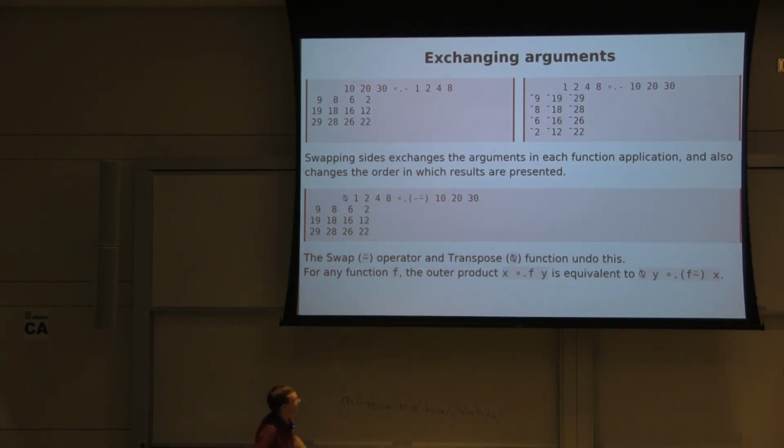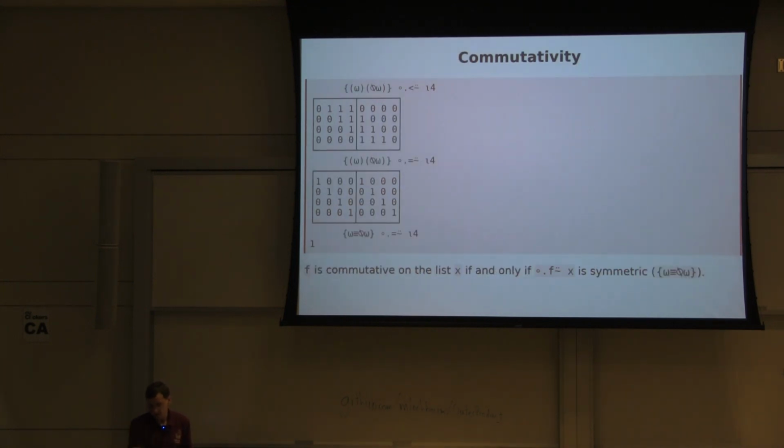So yeah, here's our first interesting mathematical property. The x jot.f y is the same as the transpose of y jot.f swap x. Now, what if f is commutative? By definition, if f is commutative, then f is the same as f swap. So what's going to happen is that it's only transposed when you swap the arguments, and the swapping doesn't do anything.